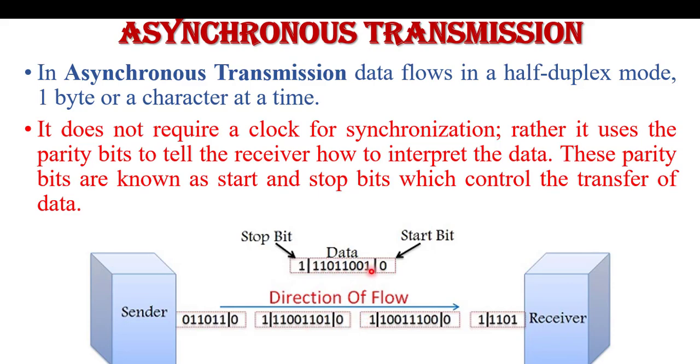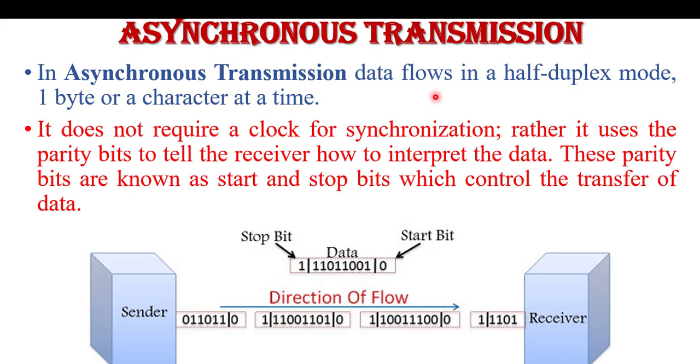So if we want to send a data byte, this data byte is 10 bits long, because 0 is the start bit, added at the start of the data byte, and 1 is the stop bit, added at the end of the data byte. So when the receiver receives 0, the receiver knows the data byte has started, and when the receiver receives 1 at the end, it knows the data byte has ended. So in this way, data is transmitted in asynchronous data transmission.